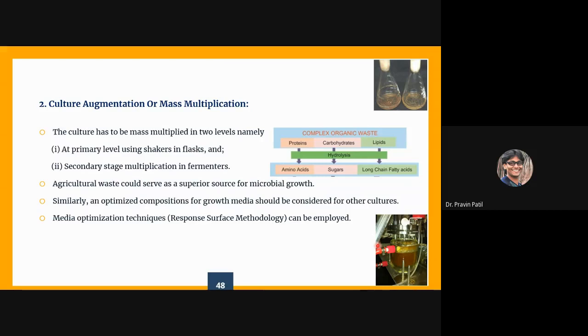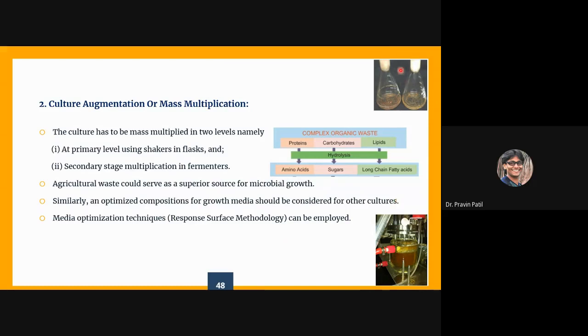The second part is culture augmentation and mass multiplication. So now you have the strain, you have the mother culture, and you have subcultured it several times. Now it has more than 95% viability. What is the next part? Either you can go for the flask level at a primary stage, and if you are doing mass production, then you must employ fermenters. Those who are working in downstream processing or bioprocess engineering must know that if you carry out fermentation in fermenters with sophisticated equipment, high productivity and high yield are easily attained. However, the process is costly.